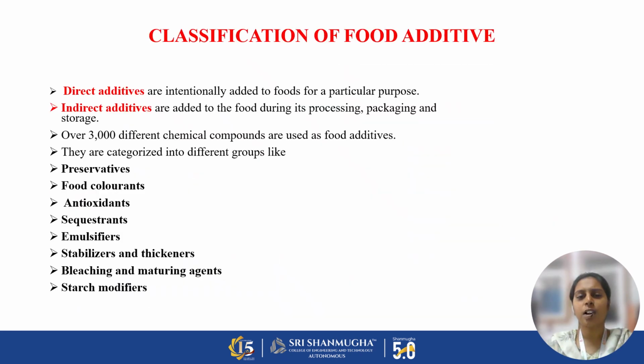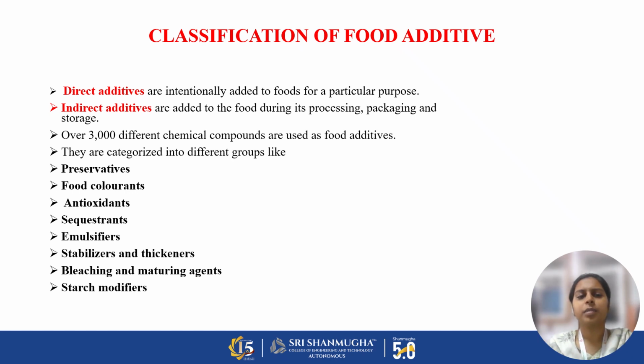The classification of the food additive is of two types. One is direct additive and another one is indirect additive. Direct additive is what we intentionally add into the food for a particular purpose. Indirect additive is what gets added to food during its processing, packaging, and storage.